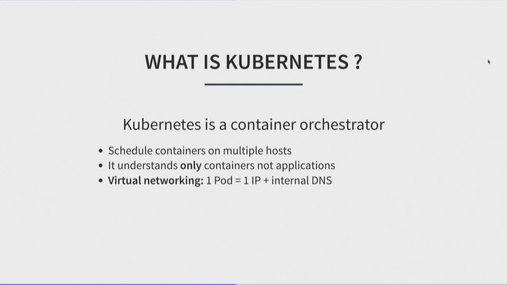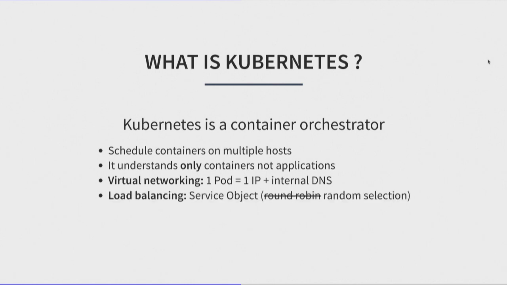What does Kubernetes provide? It provides virtual networking through, for example, the pod object. A pod will provide you a virtual IP for a bunch of containers. And also in the pod, you will have access to internal DNS so that applications can find each other. Kubernetes will also offer basic load balancing through the service object. It used to be a round-robin load balancer, but I've just checked, so that's why I've struck through round-robin. Right now, Kubernetes provides a random selection algorithm for load balancing. But once again, it's very basic.